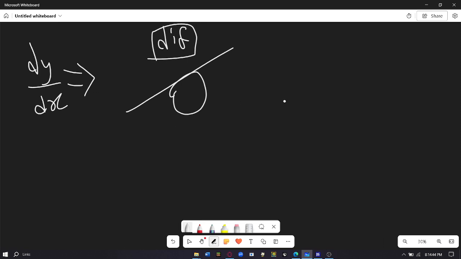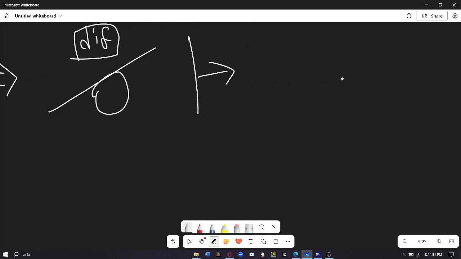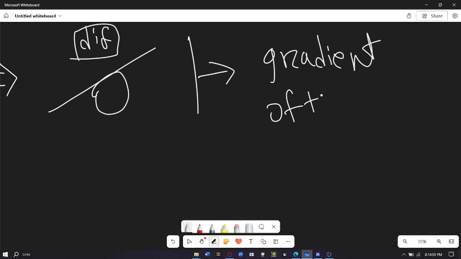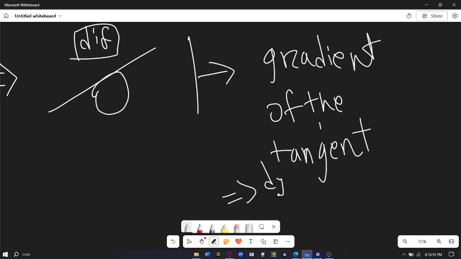Okay, but since we don't have that much time, I don't think I should explain how all this works, and instead I'll tell you a few life hacks. Firstly, if it mentions anything about gradient, gradient of the tangent, then you know it's immediately just dy by dx. Okay? Good. Now that we know this, we should start.